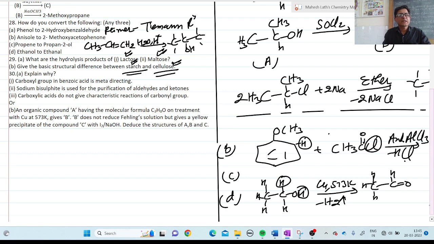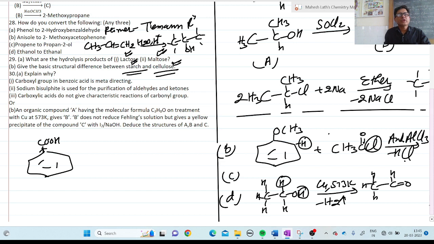Question number 30. Carboxylic group in benzoic acid is meta-directing. Carboxylic group is an electron withdrawing deactivating group, which is meta-directing in nature. Electron donating groups are ortho-para directing in nature.